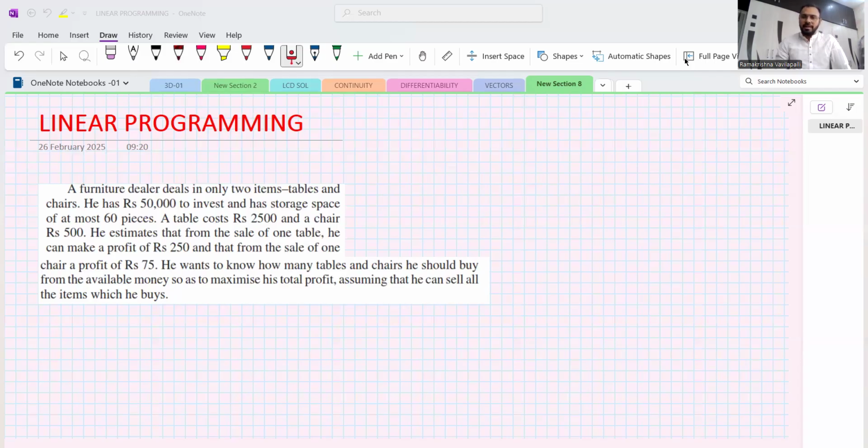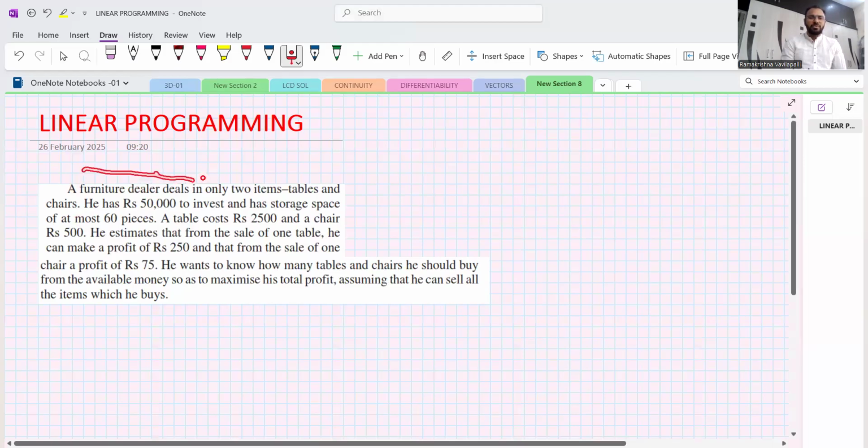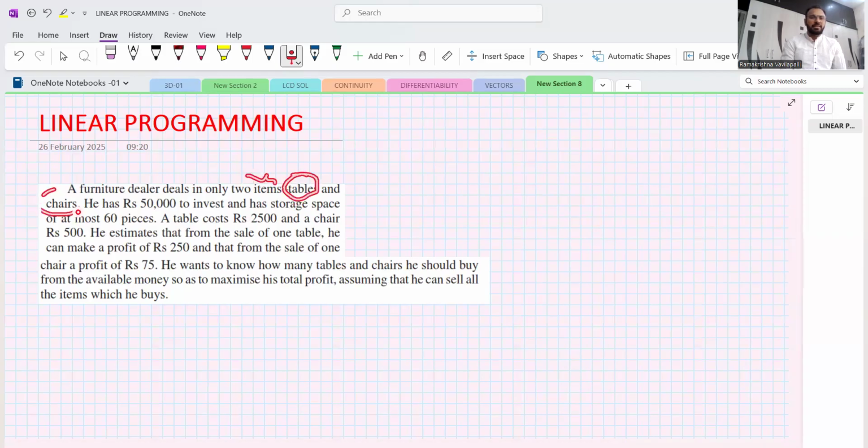So first, let me explain where to use linear programming, why to use it and how to use it. It has very great practical applications in our daily life. For example, here is an example picked directly from the CBSE textbook. A furniture dealer deals in two items, tables and chairs.